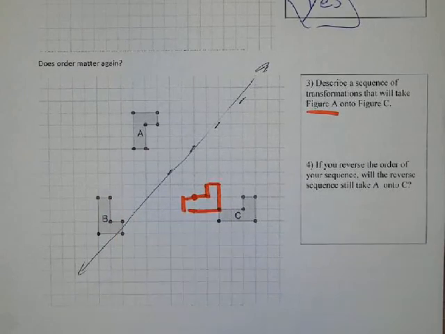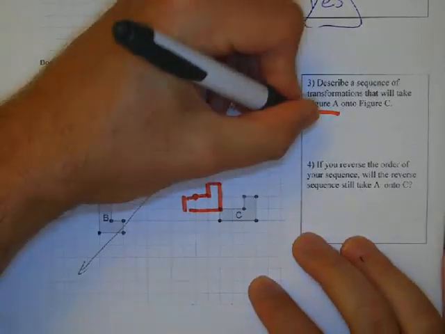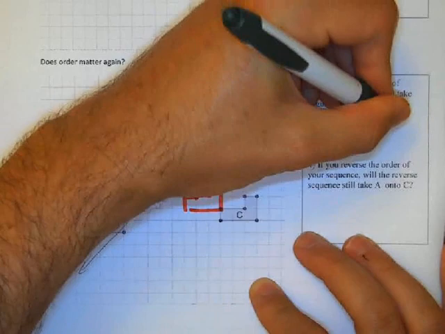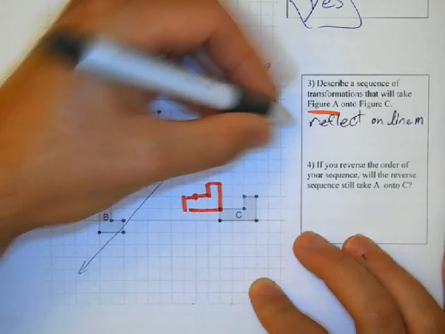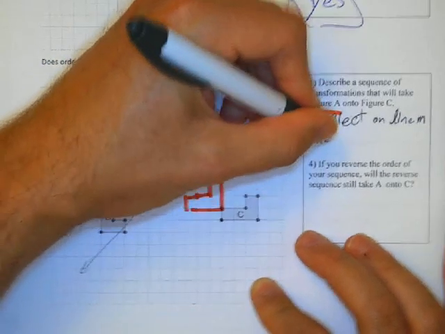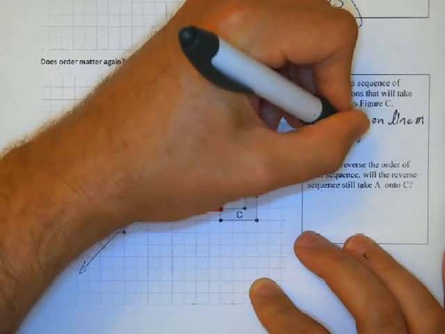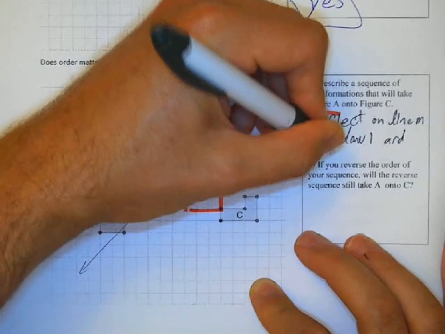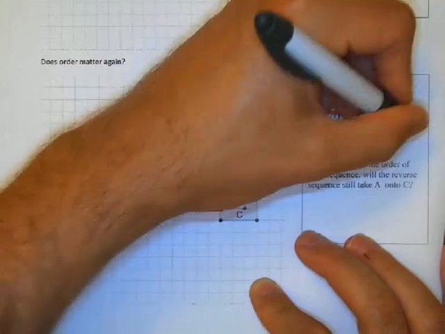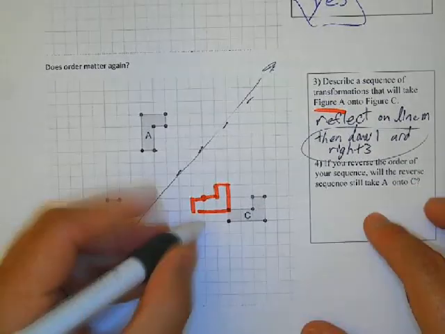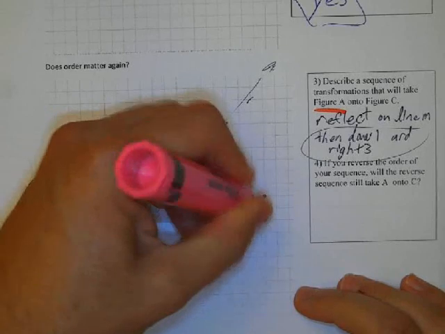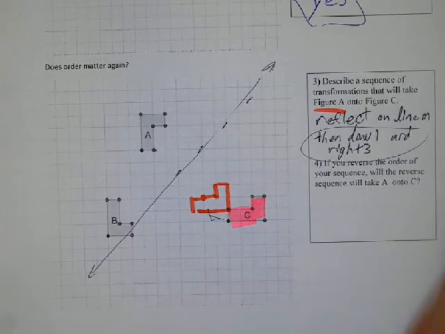And then the next thing I have to do is reflect on line M, and then move down 1 and right 3. So if I go down 1 and right 3, I'm going to end up right here. Now, can I do this in reverse?